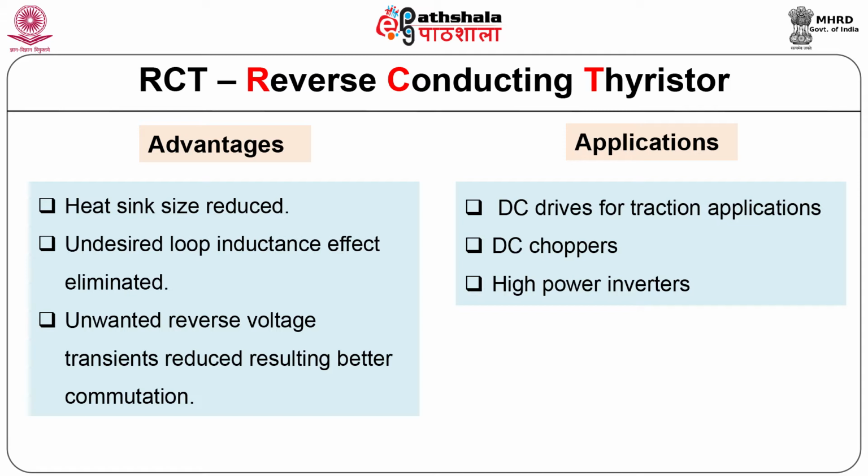Advantages of RCT: heat sink size is reduced, undesired loop inductance effect is eliminated because of the inbuilt diode, unwanted reverse voltage transients are reduced, better commutation. There are various applications, but main applications of the RCTs are DC drives for traction, DC choppers, high power inverters.